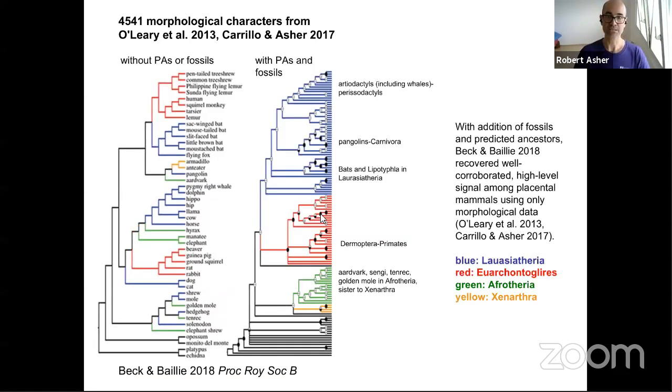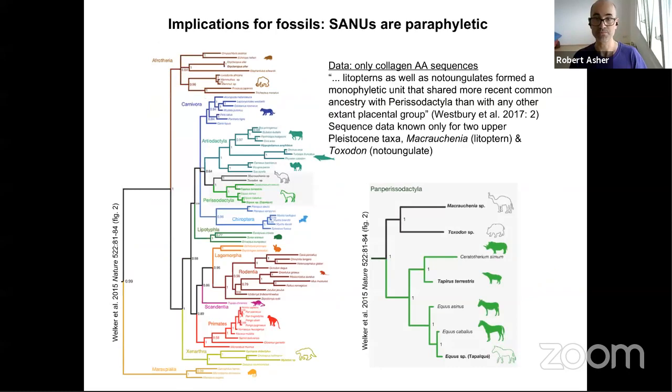When you add the predicted ancestors, and I'm basically just repeating the results from Beck and Baillie in 2018, you add the predicted ancestors and the fossils, and using only morphological data, we recover all four of these well-corroborated clades. So the Laurasiatheres in blue, the Euarchontoglires in red, Afrotheres in green, and the Xenarthrans in yellow. And I don't know if I'm making this clear enough or belaboring the point, but this is a very exciting result. No genomic data here, only morphology, and we are recovering the well-corroborated tree for modern mammal groups.